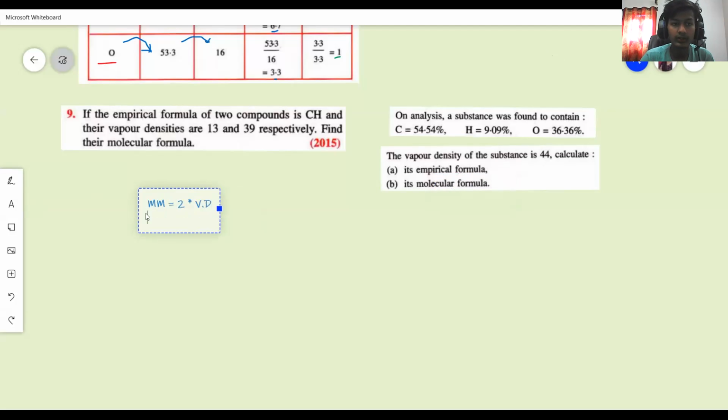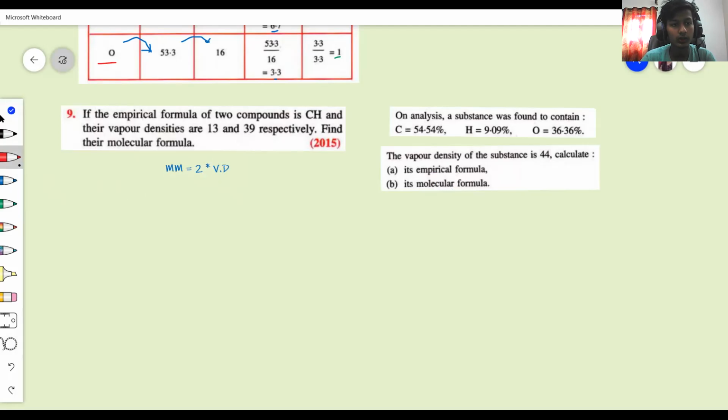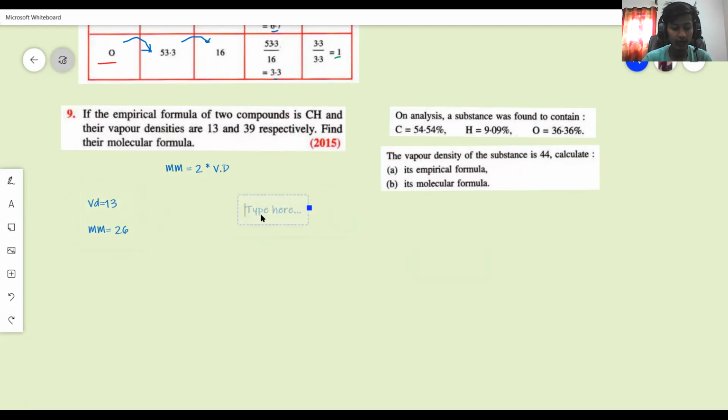Now we have the vapor densities of both, because the two compounds share the same empirical formula, but their molecular masses are different. One has a vapor density of 13. So in the first case, vapor density equals 13. Therefore, molecular mass will be twice the vapor density, that is 26, right? In the second case, we have vapor density as 39. Therefore, molecular mass will be twice the vapor density, that is 78, right? So these are the two things. Now we have to calculate the molecular formula.